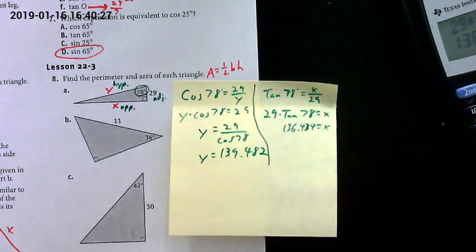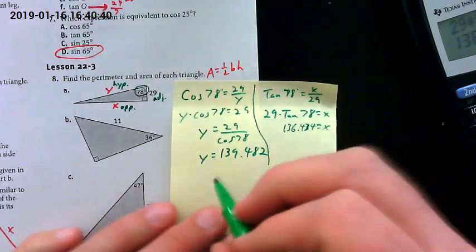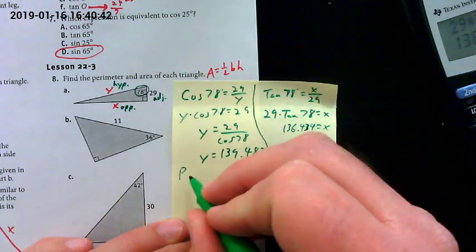Okay, now, we actually aren't done with this problem. No, because this one asks for perimeter and area. So we have the two parts. You have to find perimeter and area. So for perimeter, you're adding them all up.